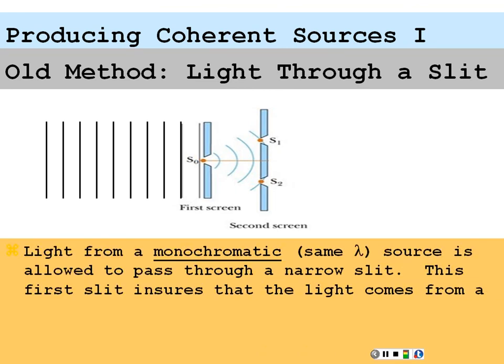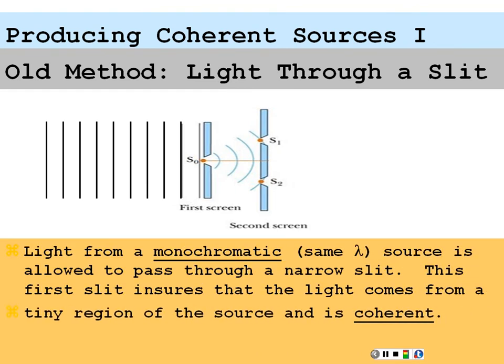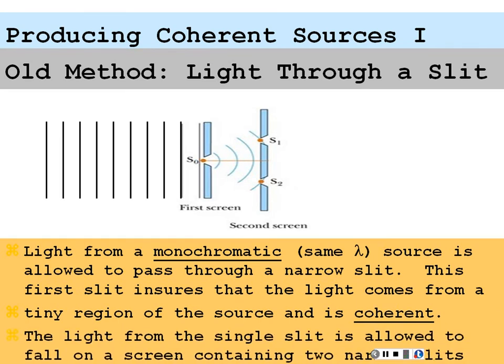So light from a monochromatic source is allowed to pass through a narrow slit. This first slit ensures that the light comes from a tiny region of the source and is indeed coherent. The light from the single slit is then passed through two narrow slits, ensuring that we have two sources that are exactly the same.